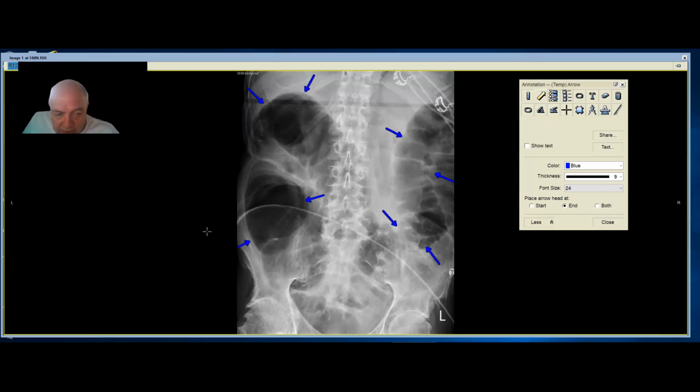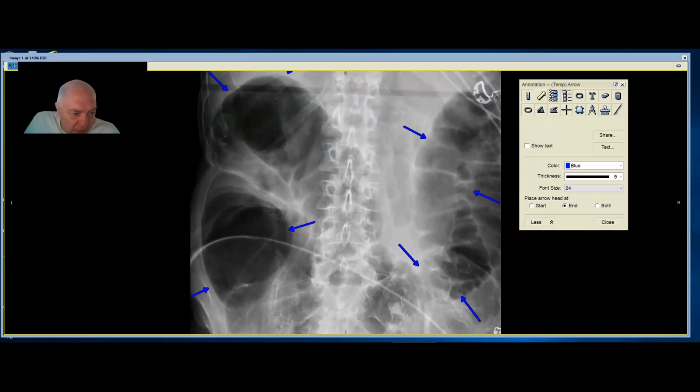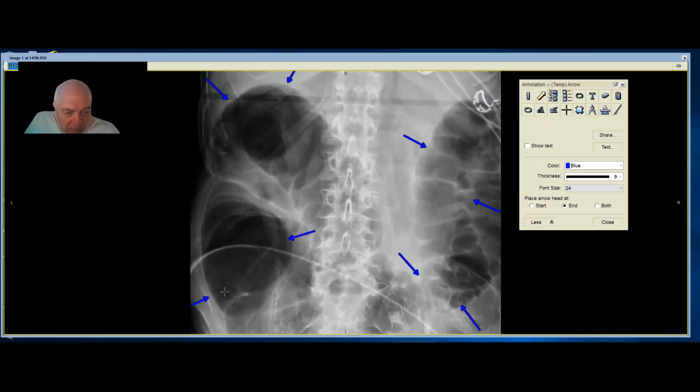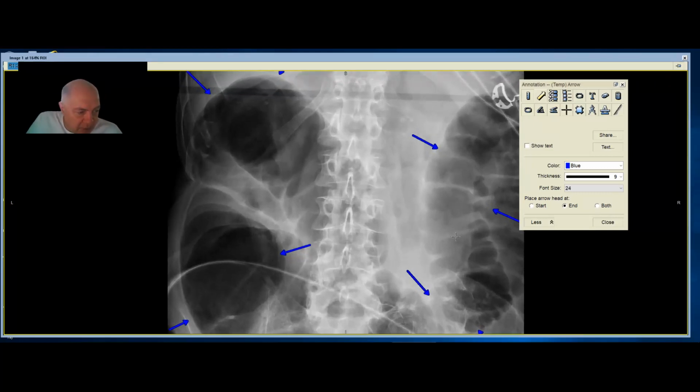Now, how do we know this is large bowel? First of all, if you look closely at these loops, you can see that there's lines coming across, and we call these haustra. So there's haustration of this bowel.